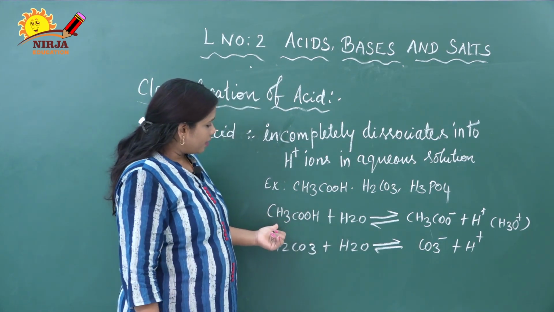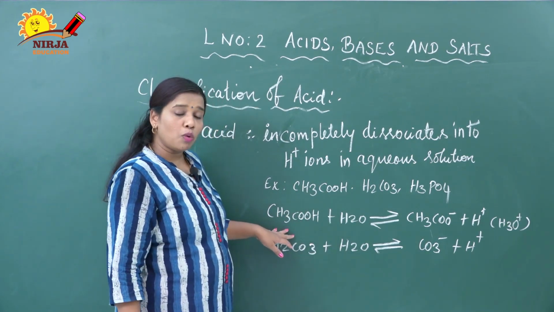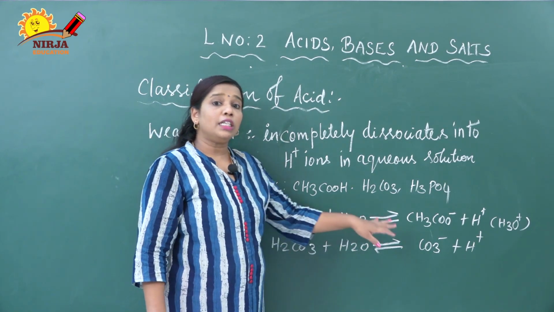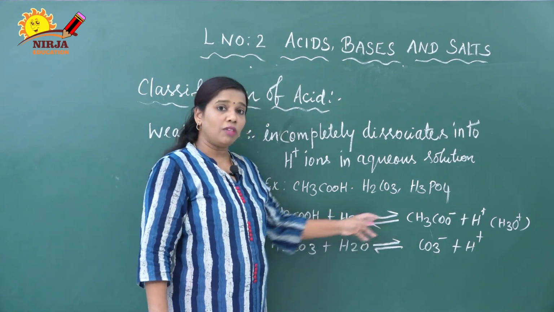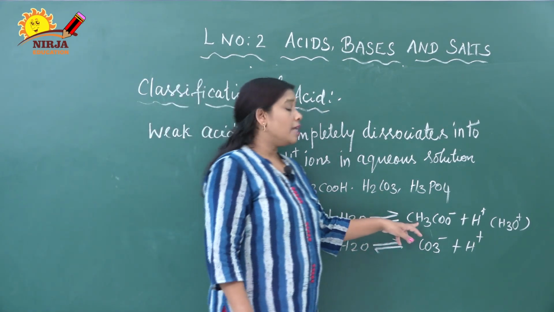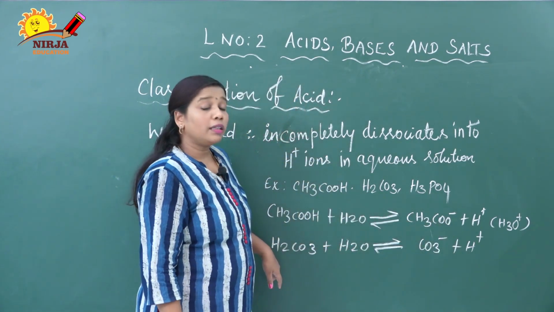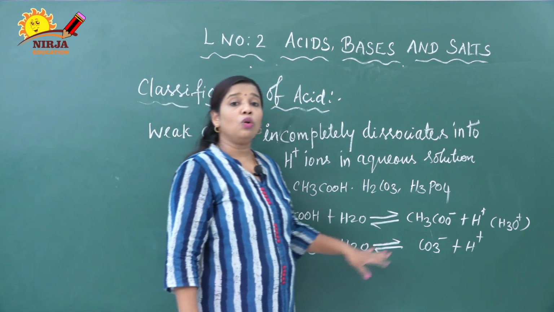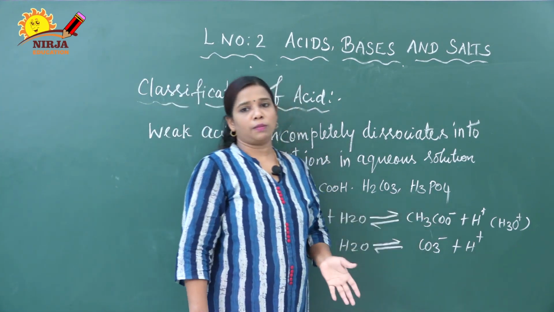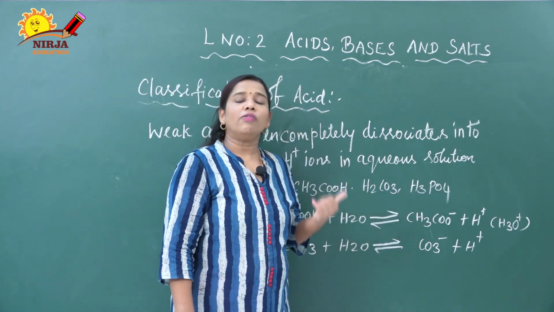Here I gave the equation CH3COOH. When we put it into the water, it dissociates. You will see in this equation it is a reversible process: CH3COO minus plus H plus. Then similarly H2CO3 is converted into H plus and CO3 minus. So this is called a weak acid.